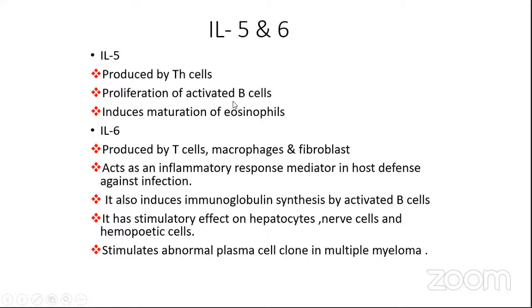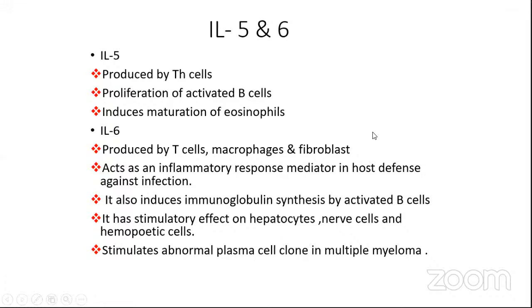Interleukin 6, it will be difficult to remember. It is produced by T cells, macrophages, and fibroblasts. They act as an inflammatory response mediated in host defense. It also induces immunoglobulin synthesis in cells. It has a stimulatory effect on hepatocytes, nerve cells, and hemopoietic cells, and they stimulate abnormal plasma cell clones, especially in multiple myeloma. So that is why in multiple myeloma, we usually look for interleukin 6.